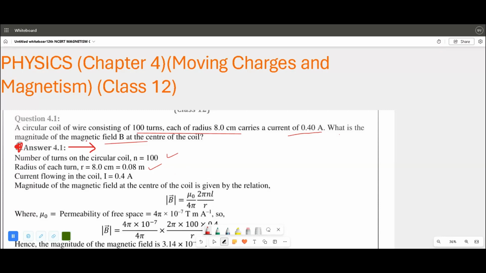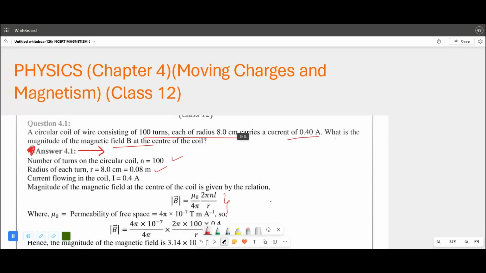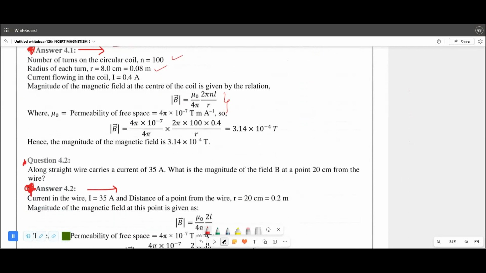So the question says: a circular coil of wire consisting of 100 turns, each of radius 8 centimeters, carries a current of 0.4 ampere. What is the magnitude of the magnetic field? Now it's a clear and plain application of the formula. The formula for the magnetic field here is B equals mu 0 by 4 pi into 2 pi N I by R, where N is the number of turns and R is the radius.